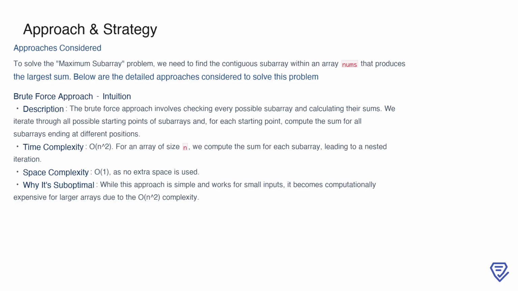With a time complexity of O(n squared), this approach becomes inefficient for larger arrays because we essentially process each subarray multiple times. On the positive side, it uses O(1) additional space since no extra data structures are involved. However, its quadratic time complexity makes it impractical for larger datasets, and thus, we need a more optimal solution.